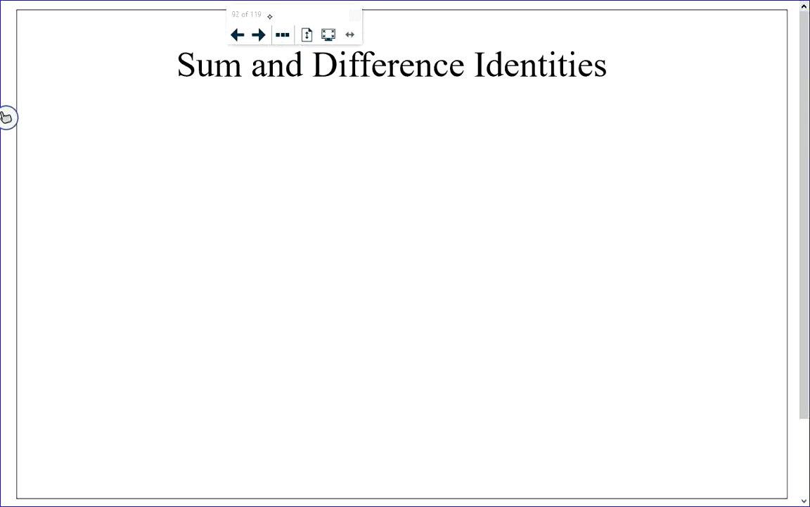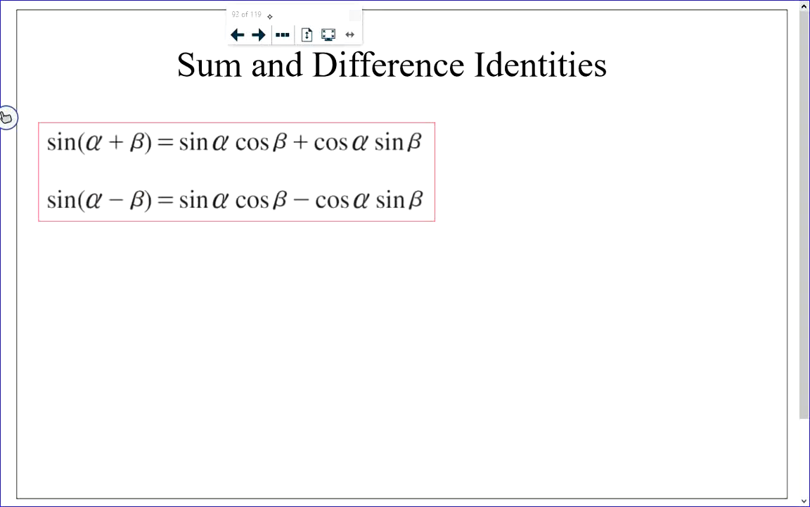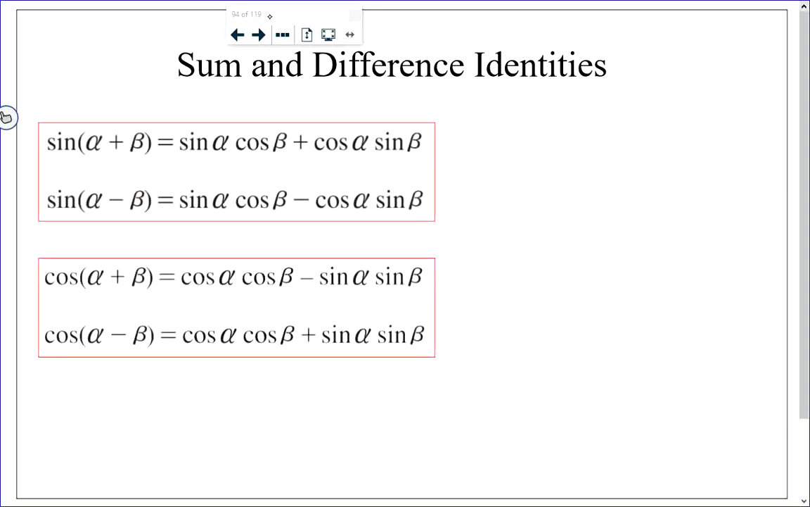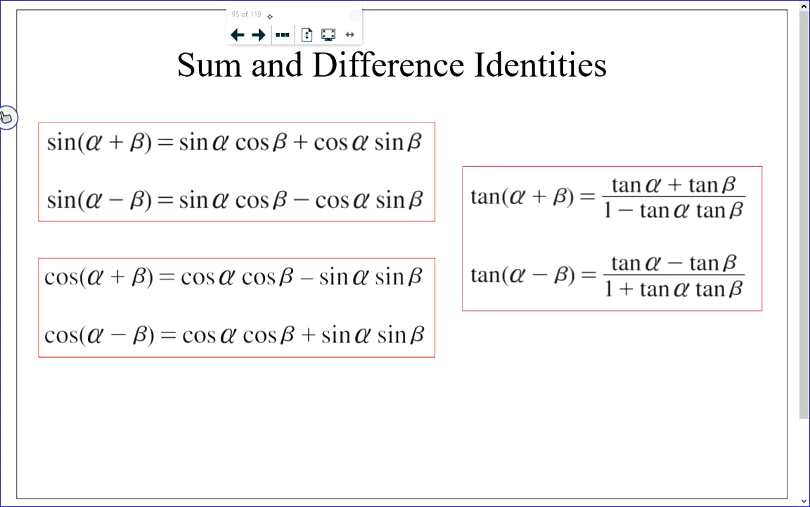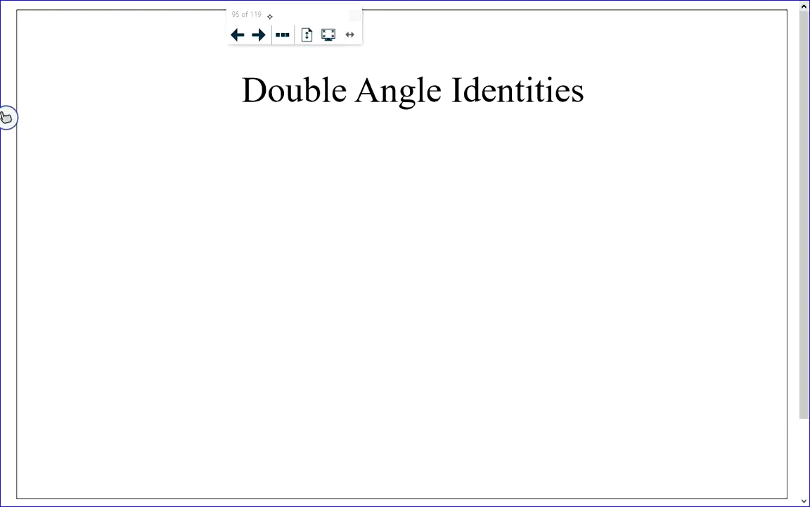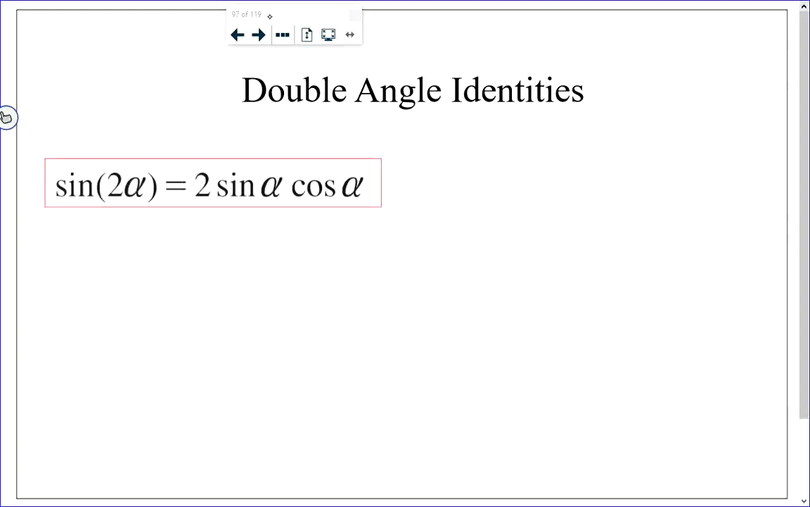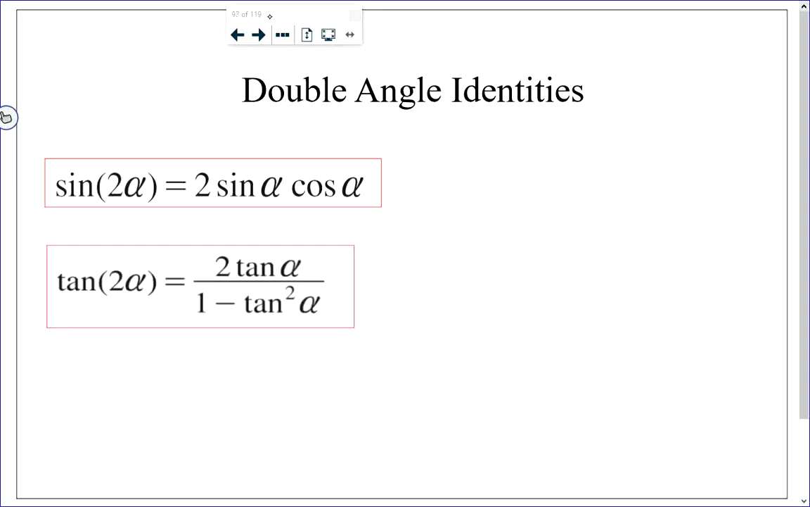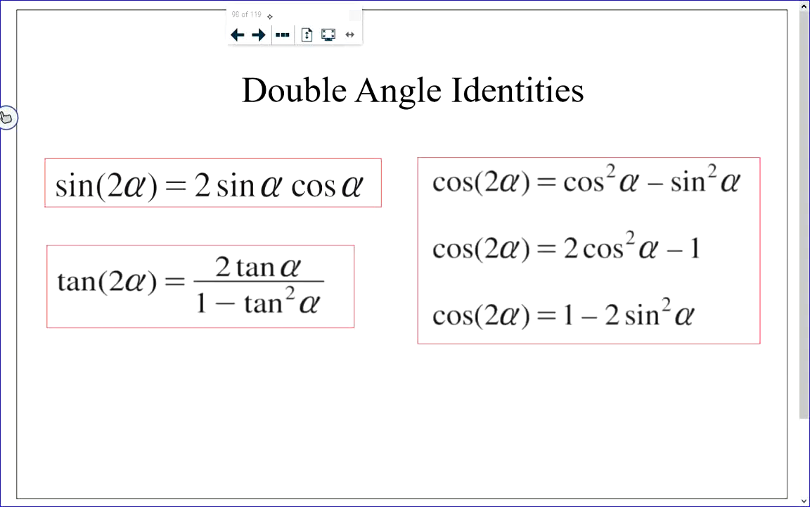We also learned about the sum and difference identities. And for sine, there's a sum and difference identity. For cosine, there's a sum identity and difference identity. For tangent, there's a sum and difference identity. And then we have double angle identities. This is what I mean by this is going to go quick. This is the double angle identity for sine of 2 alpha, or 2 theta if you like. This is for tan of 2 alpha, and this is for cos of 2 alpha. Cos of a double angle has 3 different forms.